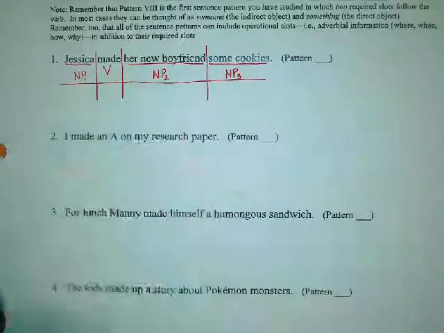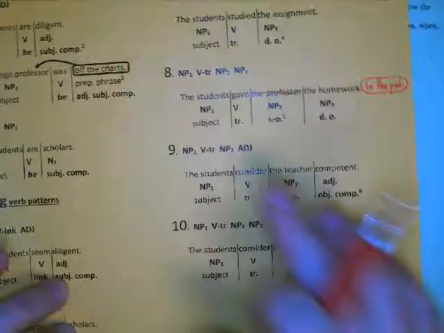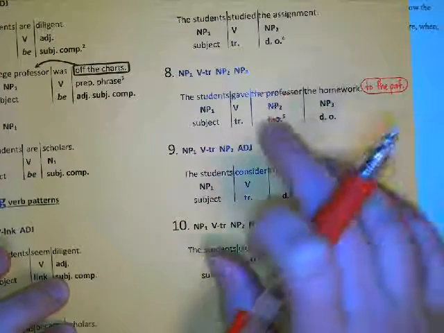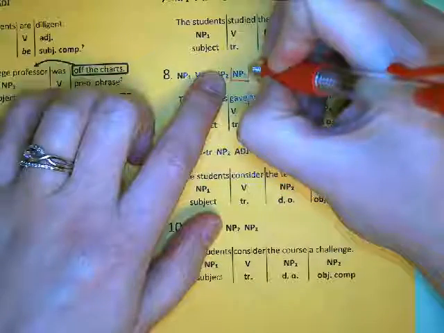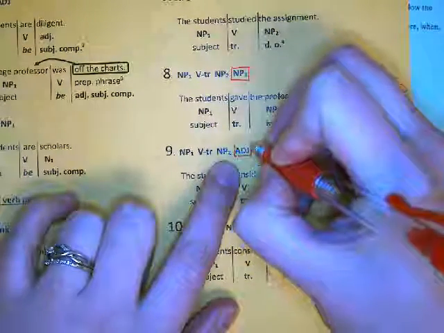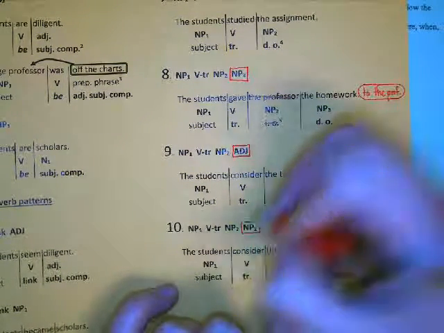So now that we've got the whole top row figured out, we can identify that we have a pattern 8, and so we have a subject, a transitive verb, and a direct object and an indirect object, because pattern 8 has that noun phrase 3. That's that special thing that tells us we have pattern 8. Pattern 9 is going to have an adjective, and pattern 10 is going to have another noun phrase 2. We won't get to those until next week.